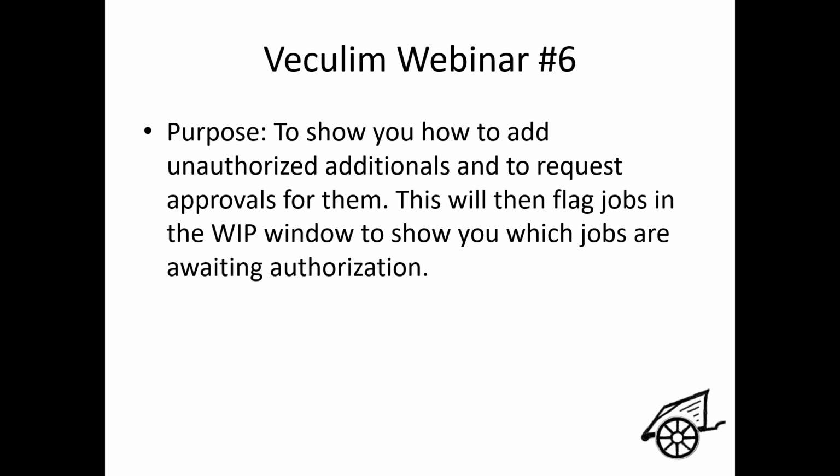And the purpose of the webinar is to show you how to add unauthorized additionals and to request approvals for them. This is for a manual system outside the insurance authorization system. When I say an insurance system, I mean the web-based insurance system. This will then flag jobs in the work in progress window to show you which jobs are awaiting authorization.